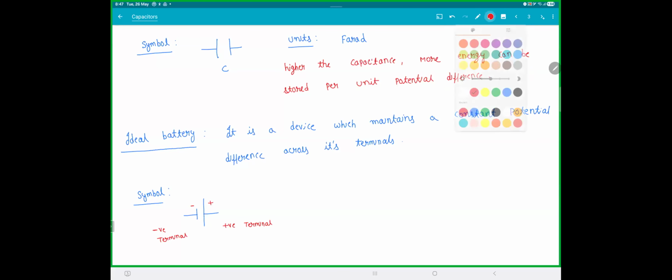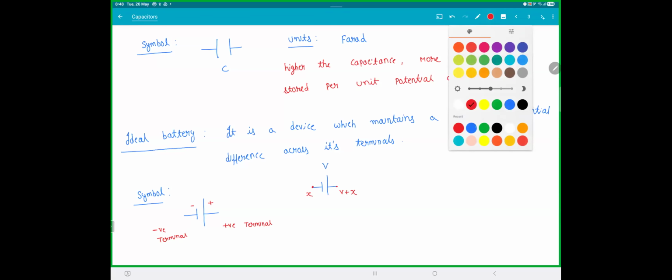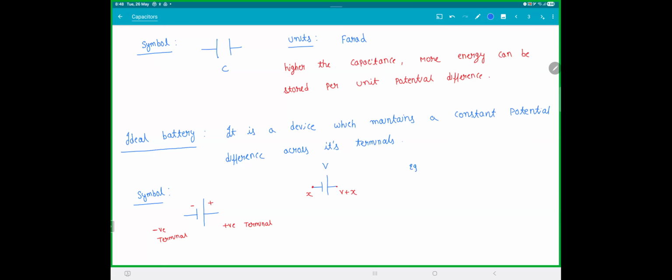So a battery has only one purpose. It maintains a constant potential difference. For example, if someone tells you the battery voltage is V, the meaning is this. Most people think negative terminal means zero. It is not necessary for it to be zero. If your negative terminal is X, then your positive terminal is V plus X. Are you clear? The battery simply is telling you it will make a potential difference of V. That's it. It does not mean the negative terminal is zero or the positive terminal is something else. Let me show an example.